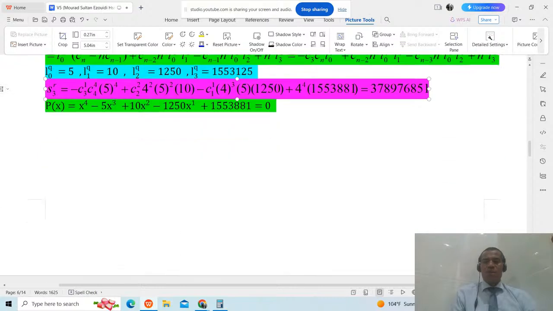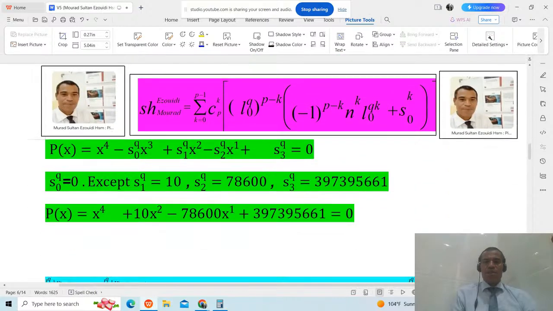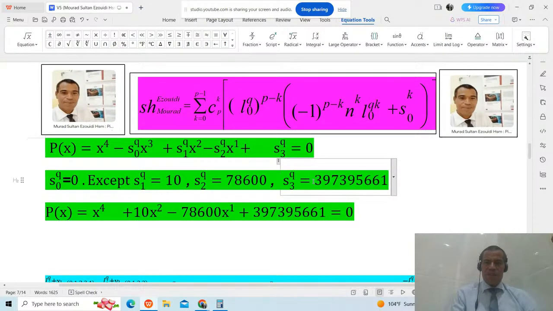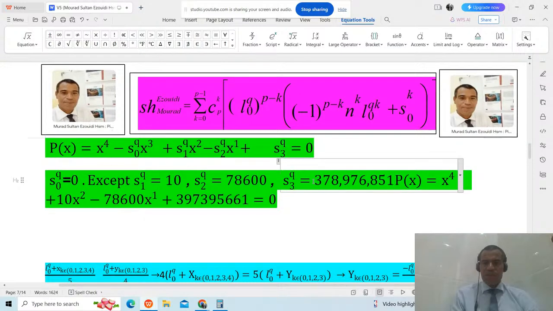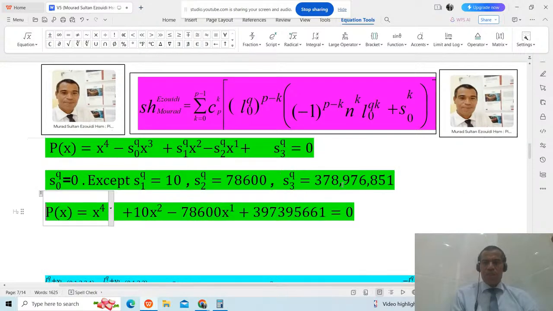Now we proceed to continue. I'll just change this by the last value. Now we got this is 378 million, 976,000. I'll just write this here, and we continue to proceed.